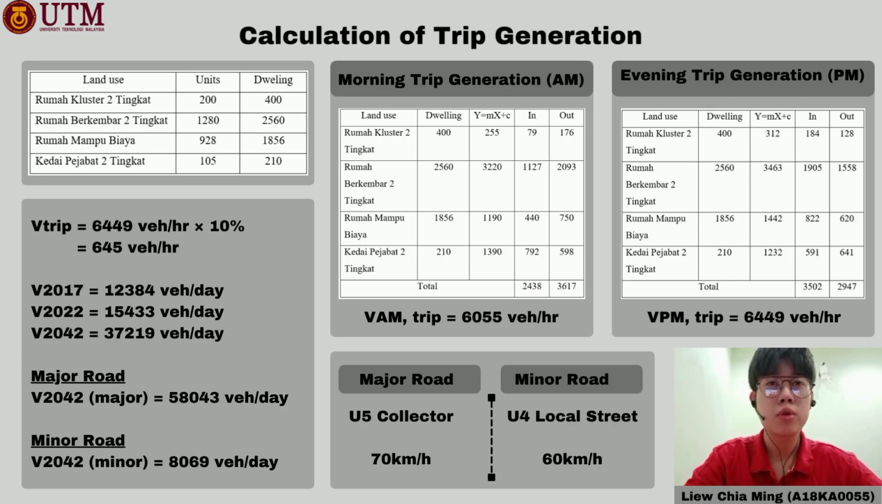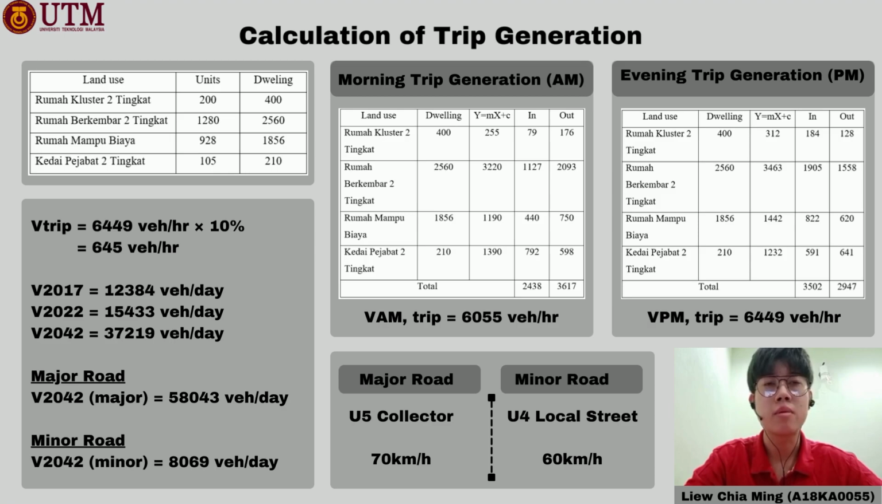By substituting all the dwelling units into the regression equation, we obtain the trip generation for both morning and evening. Since the evening trip generation is higher, it is used to determine the trip generation for the years 2017, 2022, and also 2042. The traffic volume is equal to the summation of the ADT generated from the census station and the trip generation of the development area.